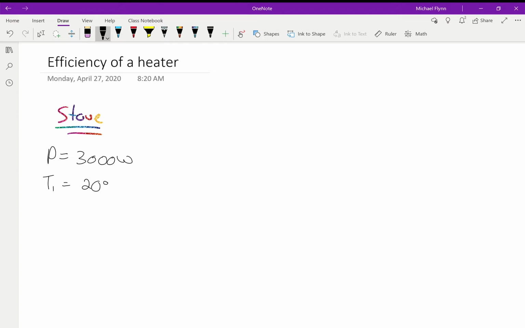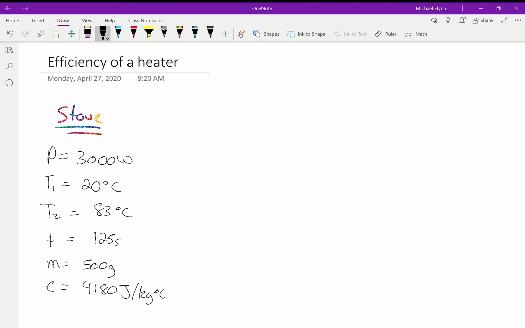The initial temperature of the water was 20 degrees Celsius for when we did the stove experiment. The final temperature was 83 degrees C, and the time was 2 minutes and 5 seconds. That's 125 seconds. The mass of the water in every experiment, I used 500 mils. That's 500 grams of water. And of course, we know that the specific heat capacity of water is 4180 joules per kilogram degrees Celsius.